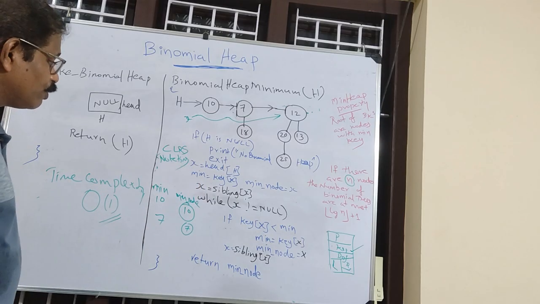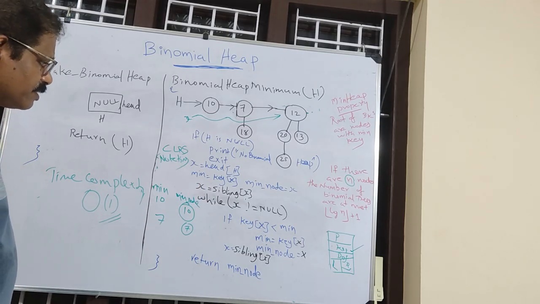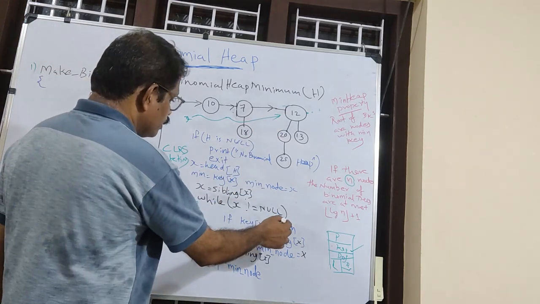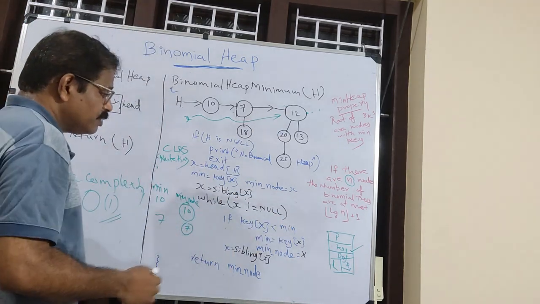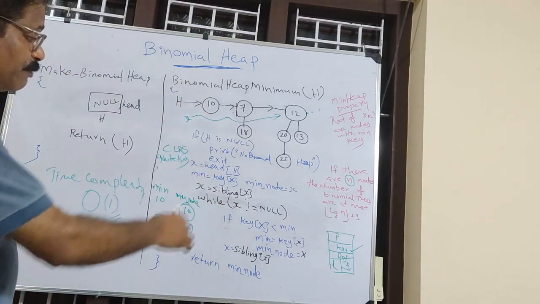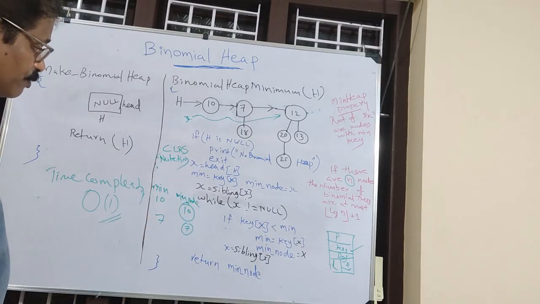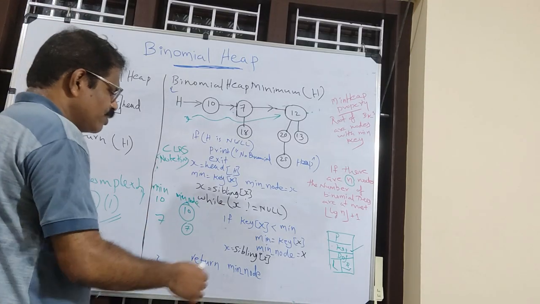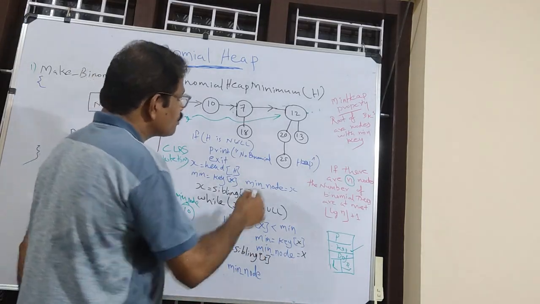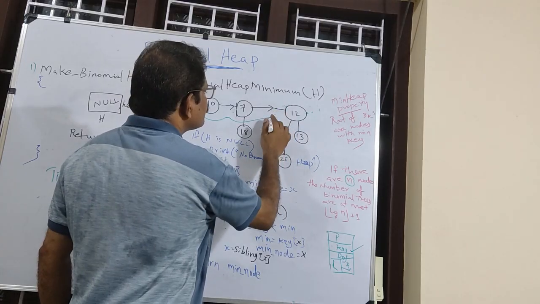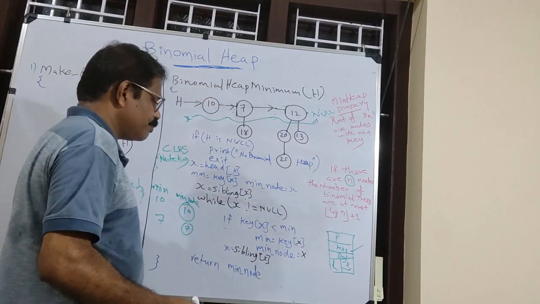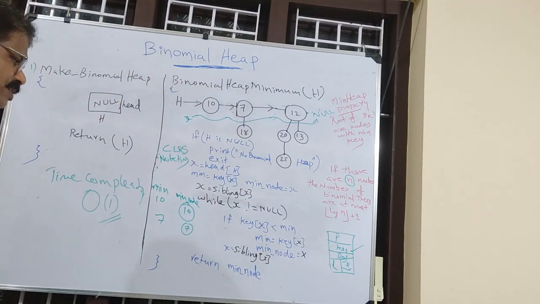Then again inside the while loop, x not equal to null, the condition is correct. If we check key of x, that is 12. Is 12 less than the present minimum? Present minimum is 7. The condition is wrong, so we will not be updating the minimum value as well as the minimum node. Again, x will be advanced, x equal to sibling of x. Remember, we are following the CLRS notations. X is null now. The binomial heap is over. There is no more binomial tree there.